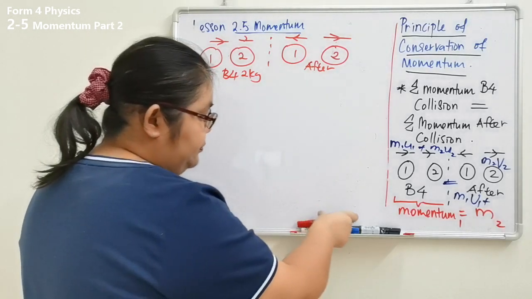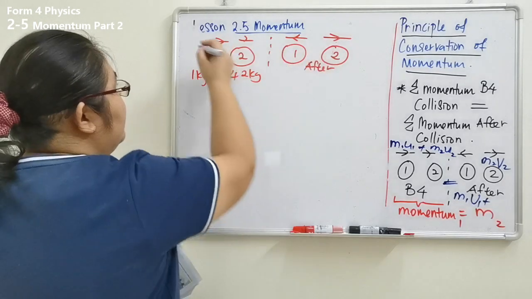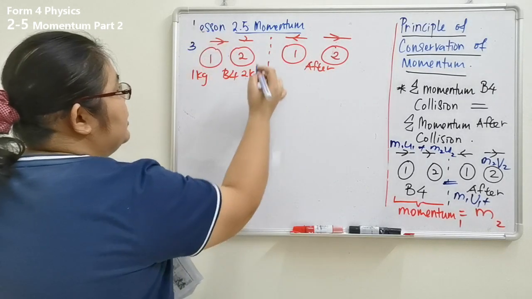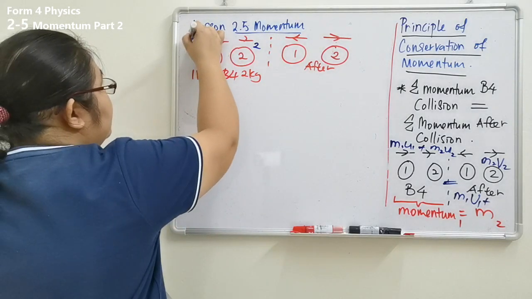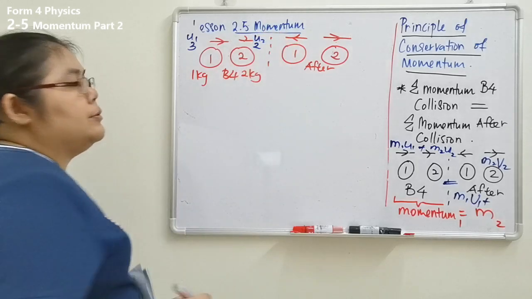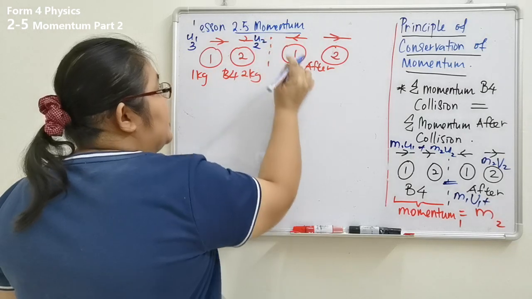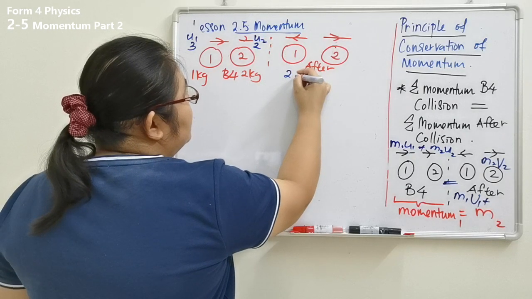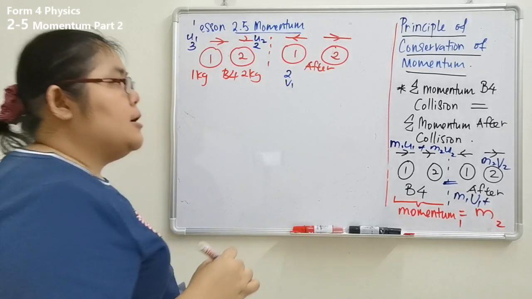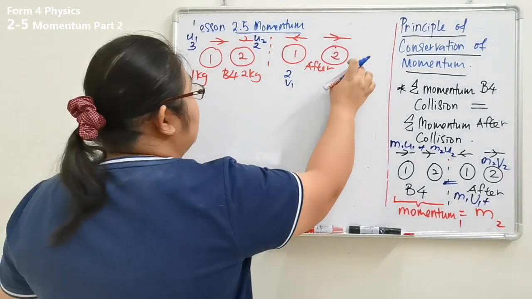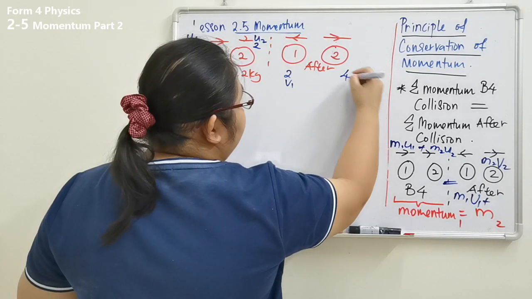After that, I want to give the velocity. This one goes to the right-hand side, 3. Then this one is 2. In m/s, U1, U2. After collision, the velocity now will become 2. This one is V1. After that, this one will become 4. V2.